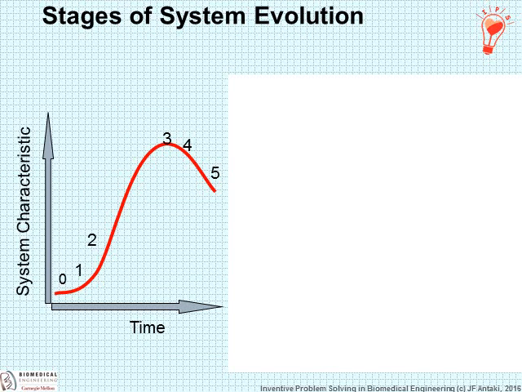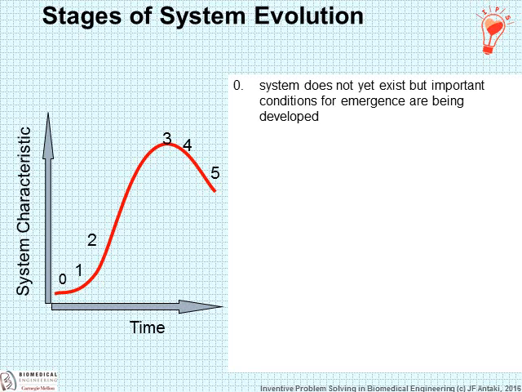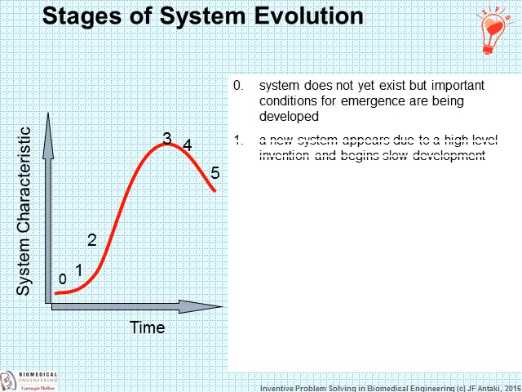So one of the observations of Altshuller was that systems evolved in 5 stages, or at least he defined 5 stages. Initially, the system doesn't exist, but the important conditions for the emergence are being developed. And that's that critical moment where if you're the first to recognize the opportunity, you can be the first to make a breakthrough in the technology.